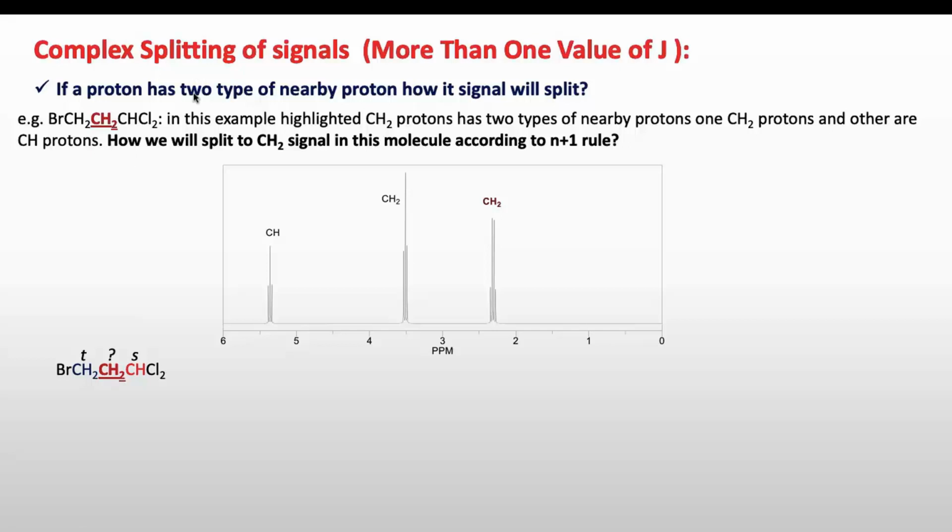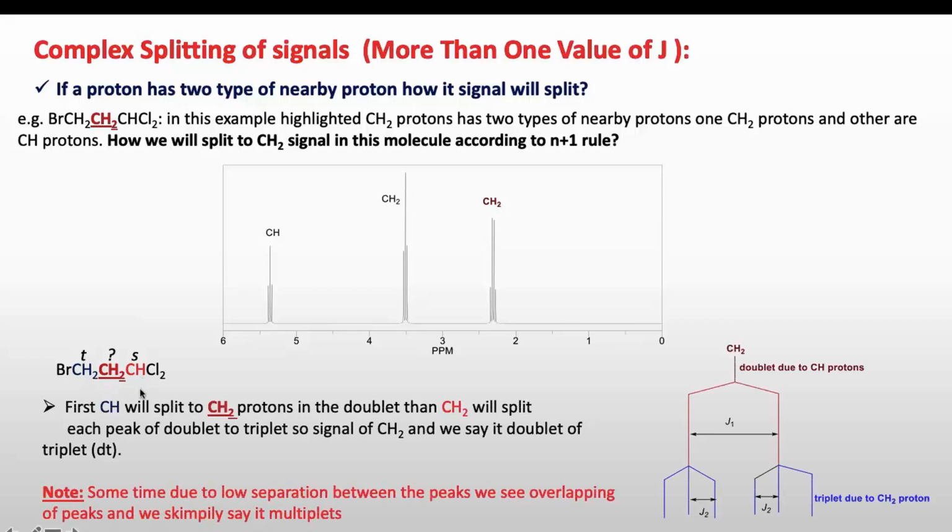So how will we split the CH2 signal in this molecule? Because the N+1 rule is not working here. So let's see the spectra. If you see, this CH2 is giving a triplet due to this CH2 according to N+1 only, because there are no other nearby protons for this CH2 group. Same, this CH is giving a triplet due to these CH2 protons, because they are splitting this CH signal into a triplet according to the N+1 rule. But we don't know what this CH2 will give, because this CH2 also couples with this CH2 and this CH. So this should give more than a triplet or doublet.